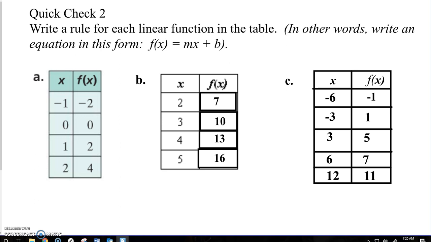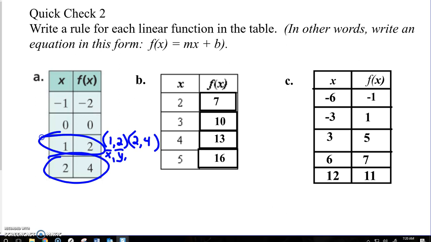Alright, hopefully you've tried these. So let's see, I'm going to pick these 2 points. 1, 2, and 2, 4. And again, this is x1, y1, x2, and y2. And I'm going to do 4 minus 2 over 2 minus 1, 2 over 1. 2 is my slope. Y equals 2x plus whatever goes in this box.